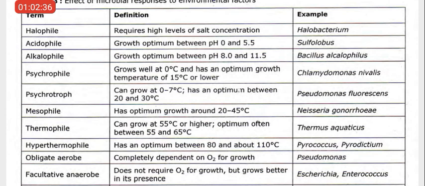Then psychrotroph, mesophile, thermophile, hyperthermophile.